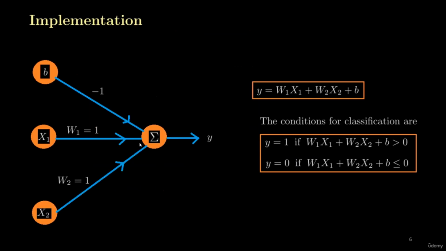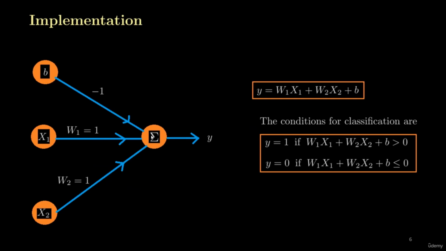Now the question is, can we use a perceptron for this kind of classification? Let's understand this. This is our perceptron, and the two inputs to the perceptron are x1 and x2, and the bias is equal to -1. The weights associated with both x1 and x2 are equal, and their value is 1.